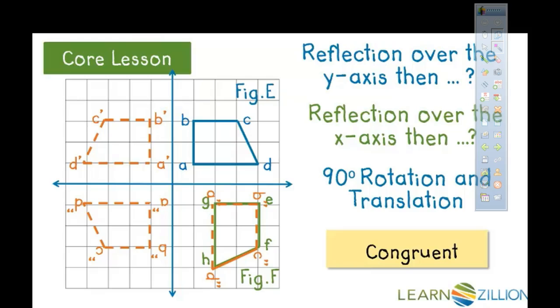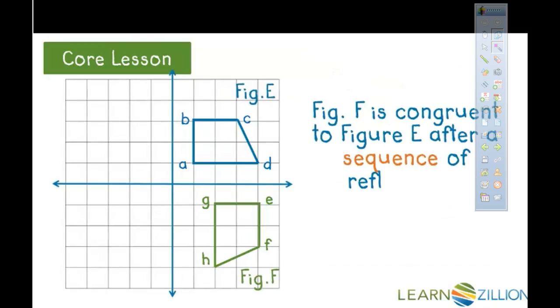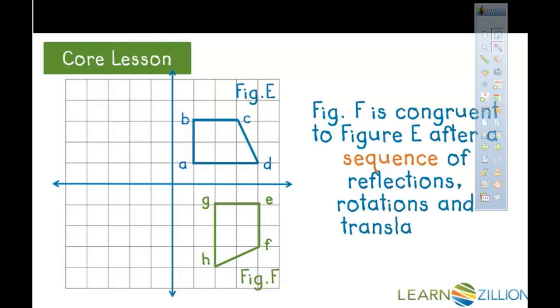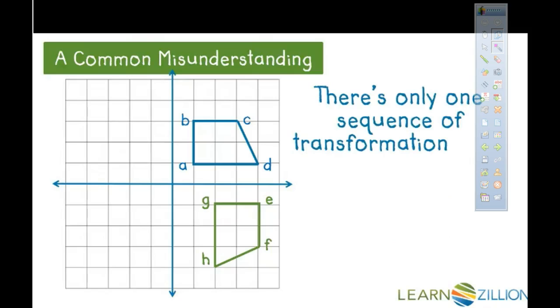Okay? Hang on. Figure F is congruent to figure E by using a sequence of transformations. We used a sequence of reflections, rotations, and translations to show congruency. A common misunderstanding is thinking that there's only one sequence of transformations that will demonstrate congruence.